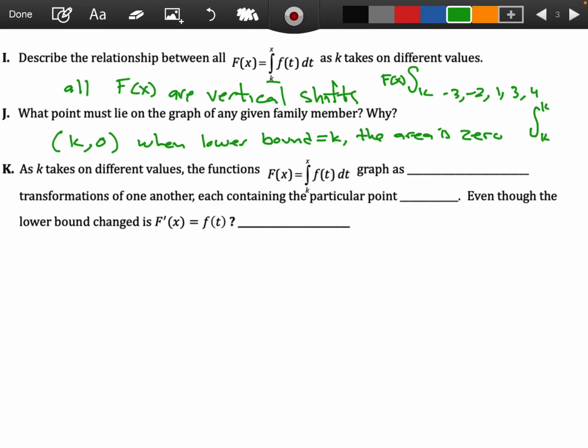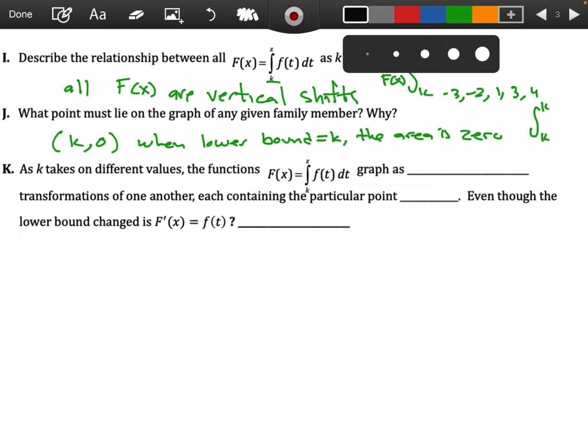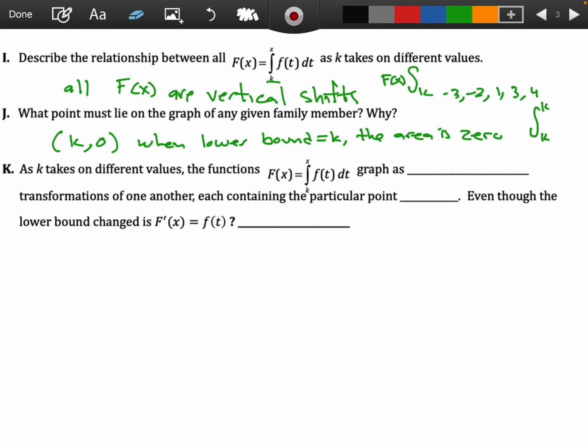So as k takes on different values, the function capital F of x graphs are all going to be what? They're all going to be vertical transformations, right? They're all going to graph as vertical transformations of each other, okay? And again, to summarize, each contains the particular point k, 0, where that lower bound would be where the graph is equal to 0.